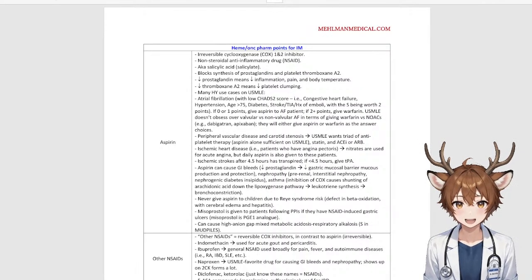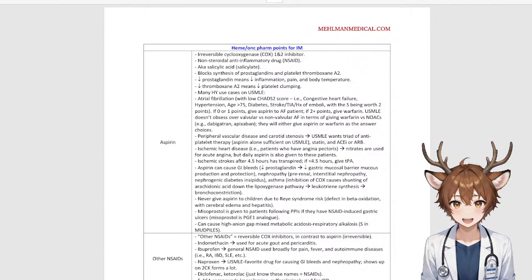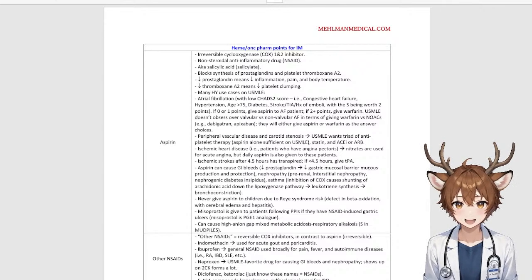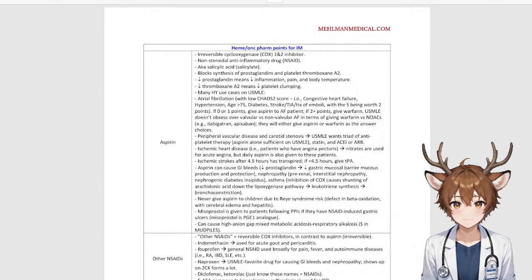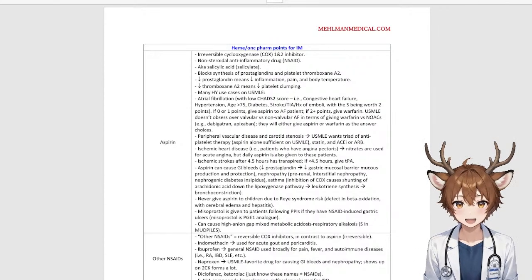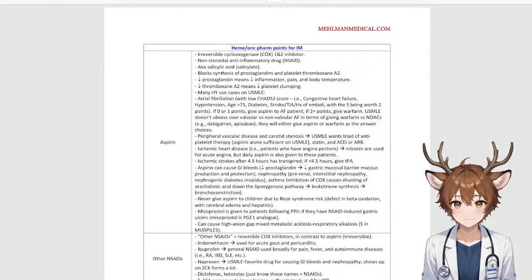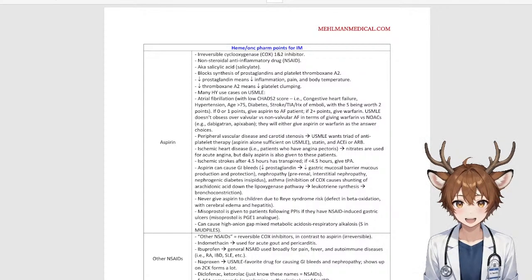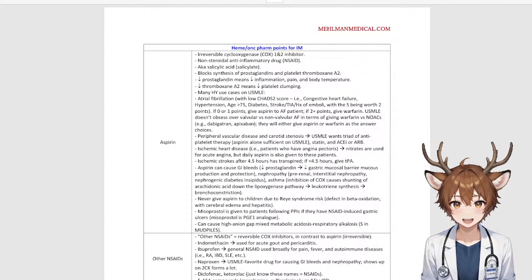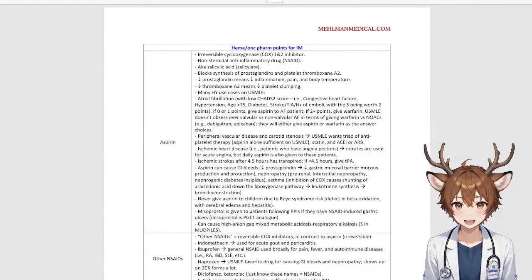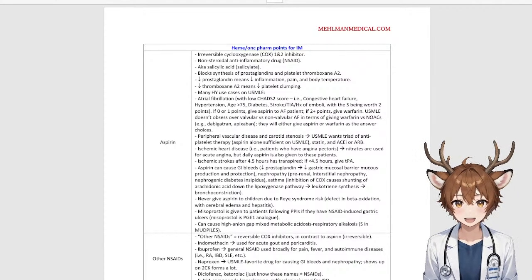Aspirin, an irreversible cyclooxygenase COX-1 and 2 inhibitor, non-steroidal anti-inflammatory drug, NSAID, aka salicylic acid, salicylate, blocks the synthesis of prostaglandins and platelet thromboxane A2. Decrease in prostaglandin means a decrease in inflammation, pain, and body temperature. Decrease in thromboxane A2 means decrease in platelet clumping. Many high-yield use cases on USMLE.